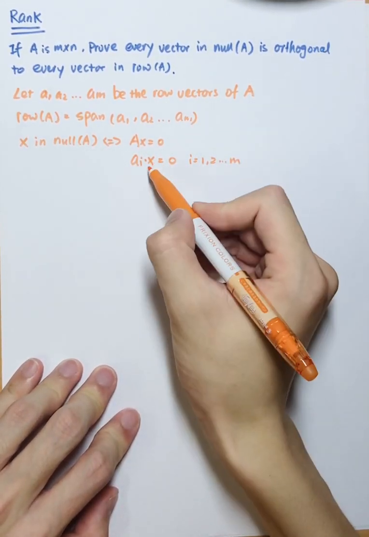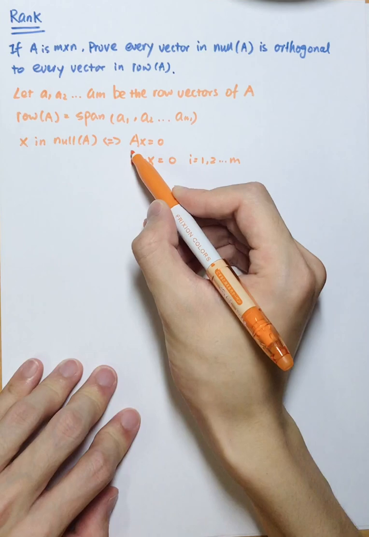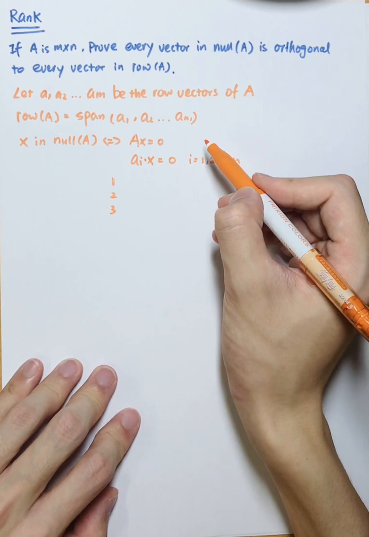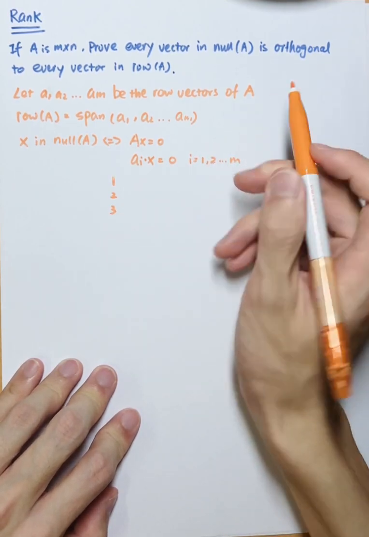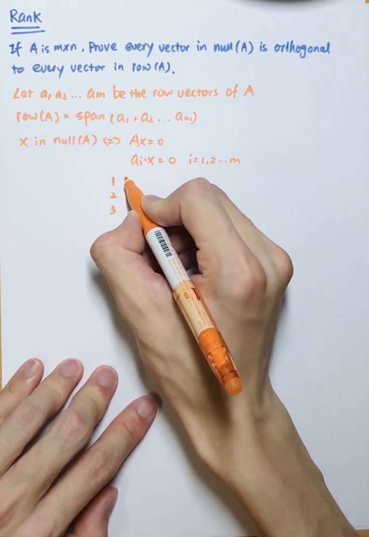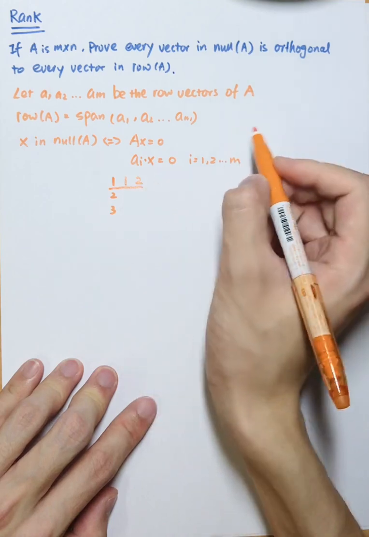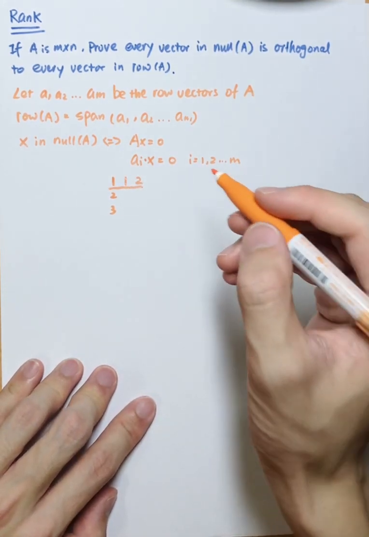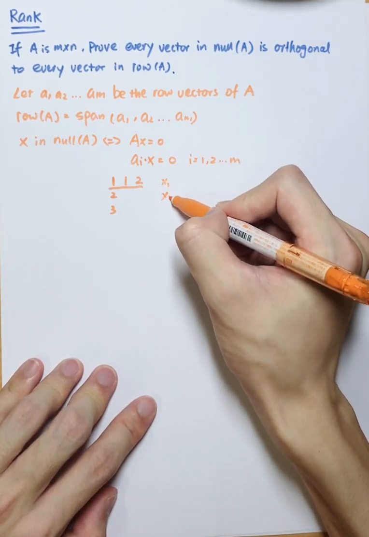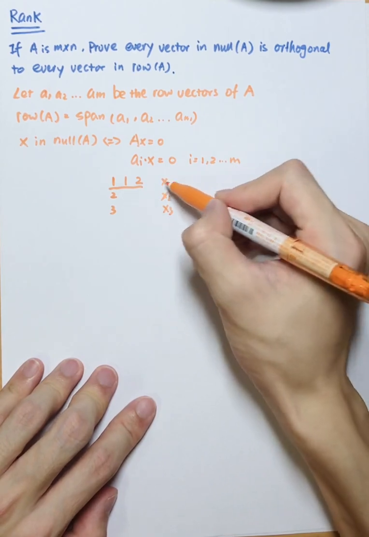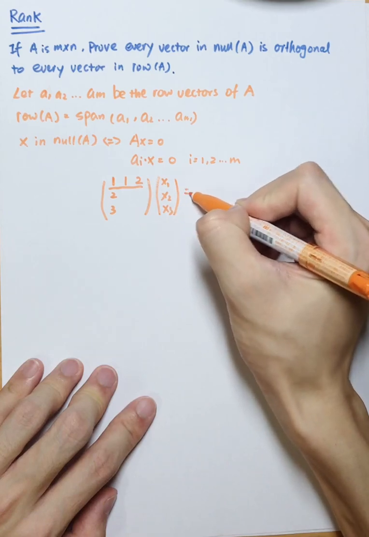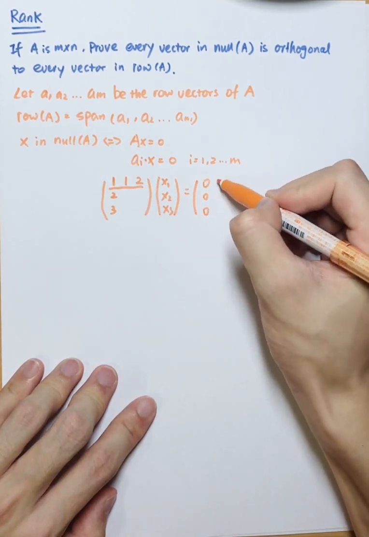For example, Ai could be 1, 2, 3. Is that a row? No. So for example, Ai can be 1, 1, 2. So this is a row. Okay. Then X could be, well, X1, X2, X3. Let's suppose this is a matrix. This is a vector. And they will give you 0, 0, 0. Is that correct?